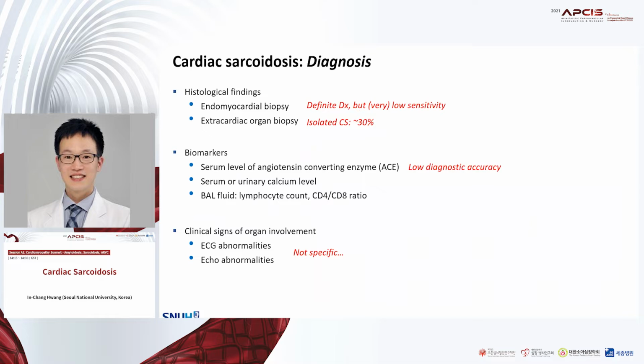Biomarkers such as angiotensin converting enzyme level are usually not helpful, and the clinical signs are not specific for sarcoidosis. So it is important to use advanced cardiac imaging studies such as nuclear imaging or cardiac MR for the diagnosis of sarcoidosis.